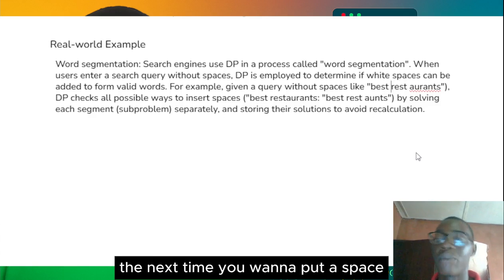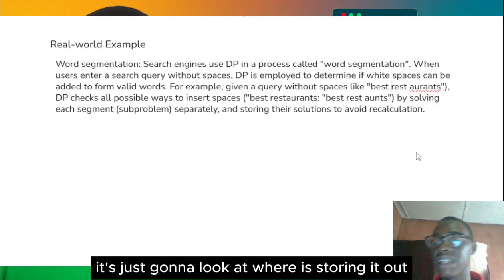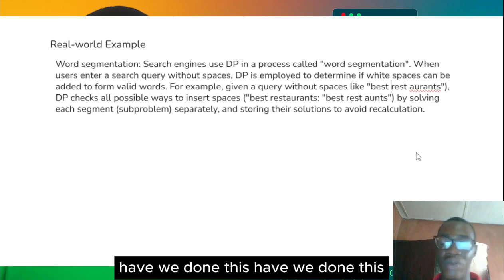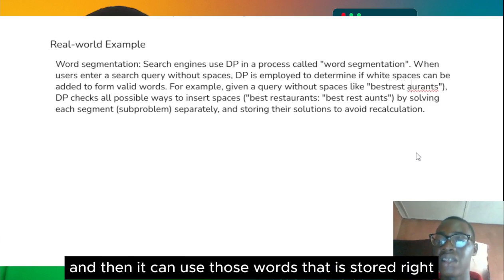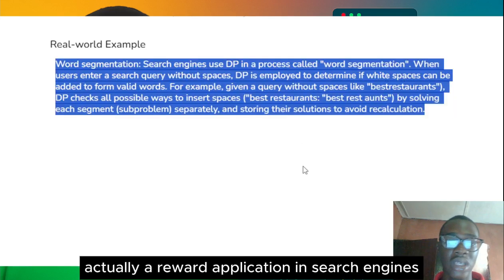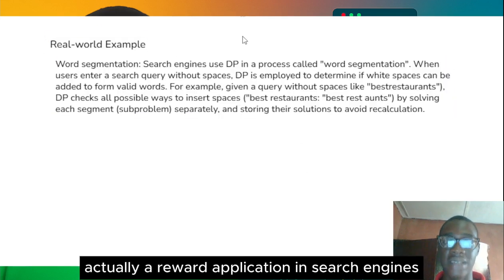The next time you want to put a space, it's just going to look at where it's stored and check, okay, have we done this, have we done this, have we done this, and then it can use those words that are stored, right? And this is actually a real world application in search engines.